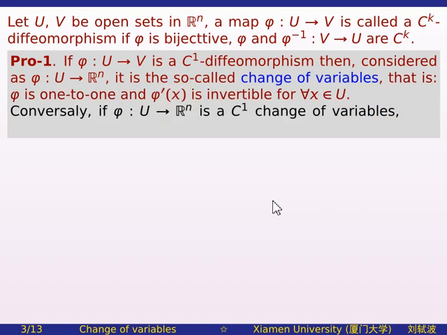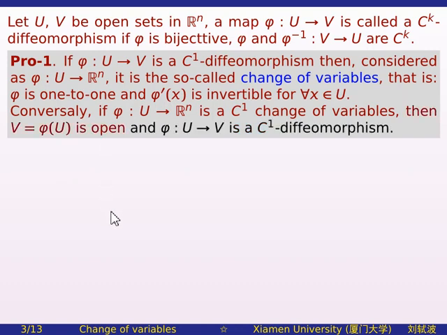Conversely, if phi is a C1 change of variables, a concept we introduced just a minute ago, then we can pick a suitable V, so that phi is a diffeomorphism from U to V. Of course, this V should be the image of U under the map. So our conclusion is that such a V is an open subset of Rn, and our phi, considered now as a map from U to V, is a C1 diffeomorphism. So this is the relationship between diffeomorphisms and change of variables.